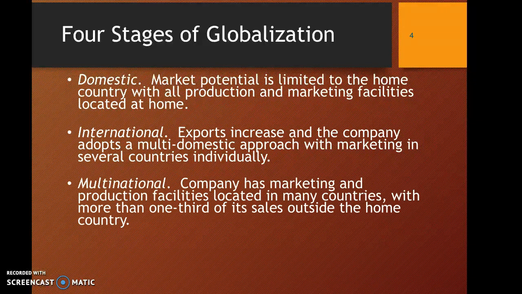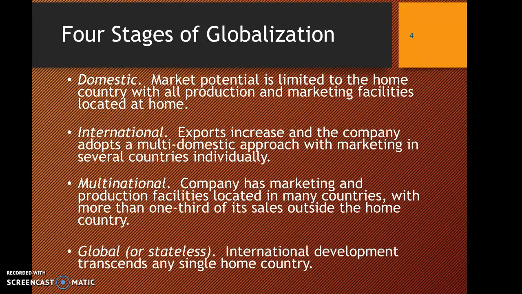The third one is multinational. So they have marketing and production facilities in many different countries. More than 1/3 of its sales actually happens from outside the country. So maybe if we thought of Carib Beer. Now Carib actually have a brewery in Grenada and St. Lucia. So that means they have production facilities in Trinidad as well as up the island. So they would be seen to be multinational.